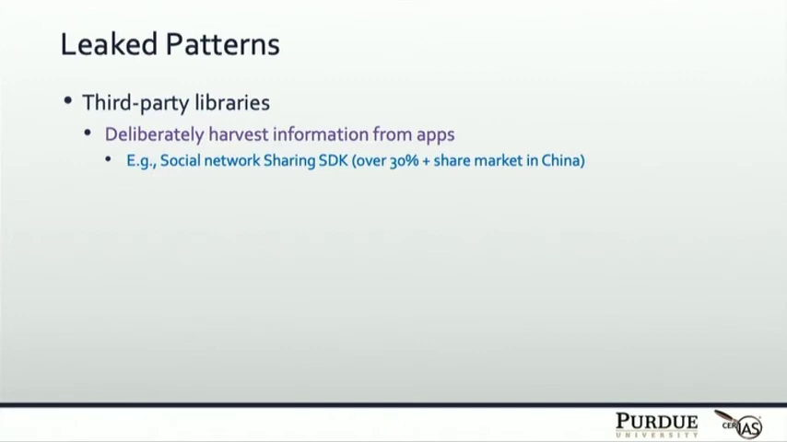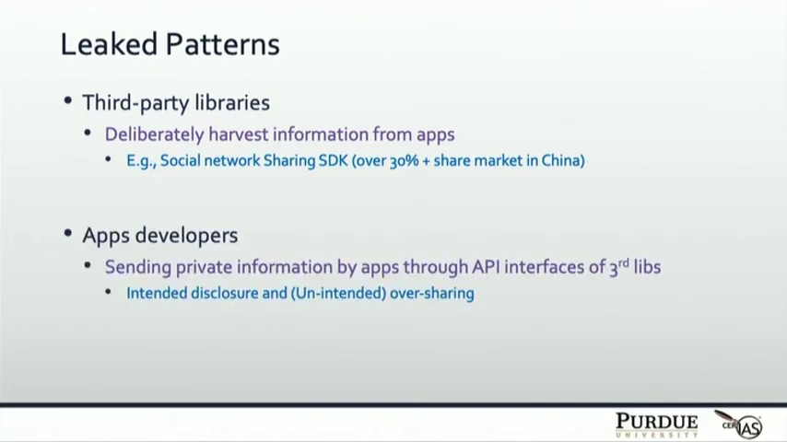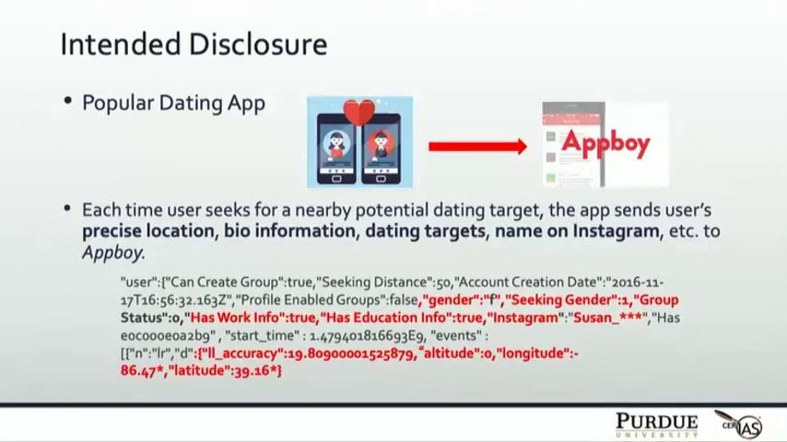And interestingly, we also found that developers will send the private information held by apps through the interface of those third-party libraries. And there are two subcases. The first one is the developers intended to disclose the sensitive data of users. And the second is developers unintentionally overshare the private data of users. So as shown in this example, it's an intended disclosure case.